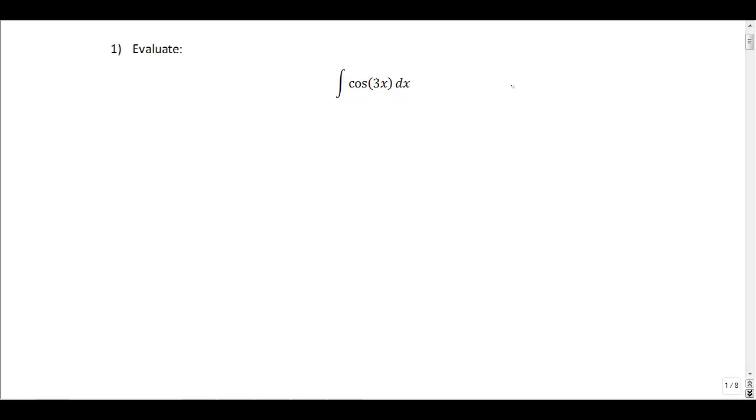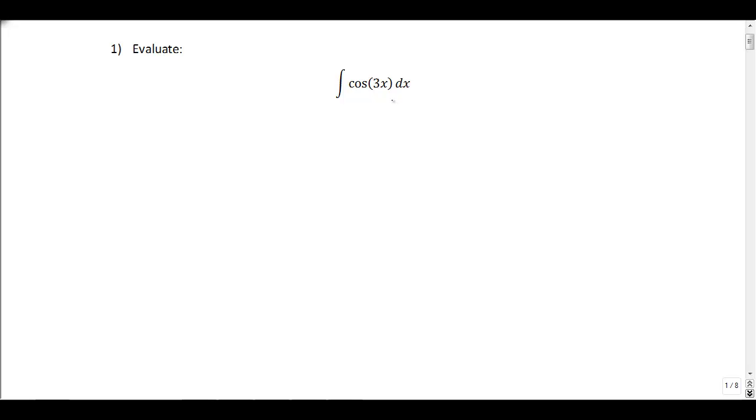In these problems, we're going to work on some substitution with indefinite and definite integrals. Also, we'll get to some area between the curves later on. So, area between some curves. So, first one here, we're going to evaluate the integral of cosine 3x dx.